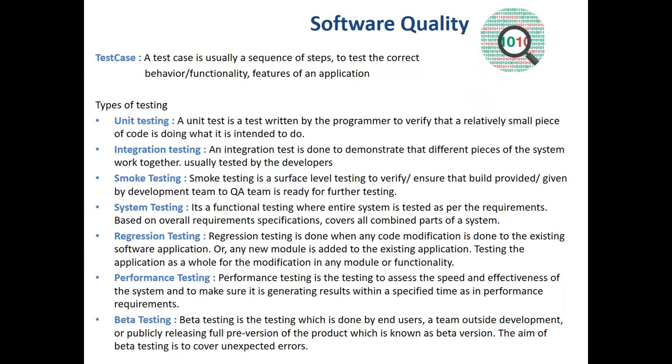So that kind of testing that we do as part of the build is what we call smoke testing. Smoke testing is once again not a complete functional testing. It is only surface level testing. Surface level testing means we just make sure whether all the changes that we have taken from the development are good to give to the QA.